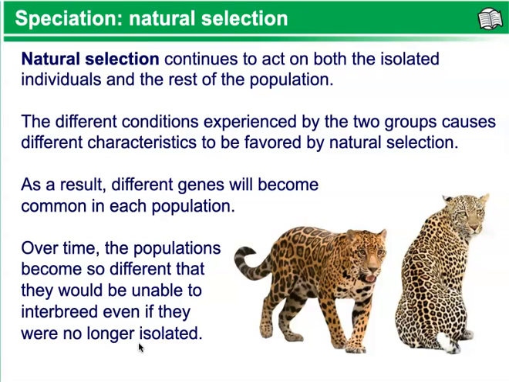A perfect example of this is the image to the right, the leopard and the jaguar. The leopard is the closest relative of the jaguar. They are different species that evolved from the same ancestor and can no longer interbreed.